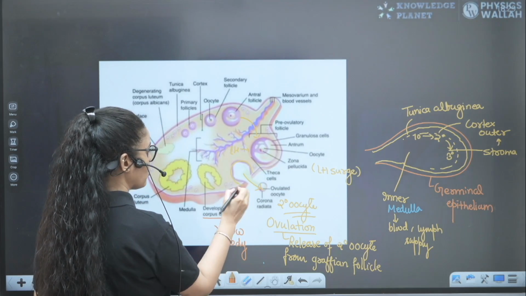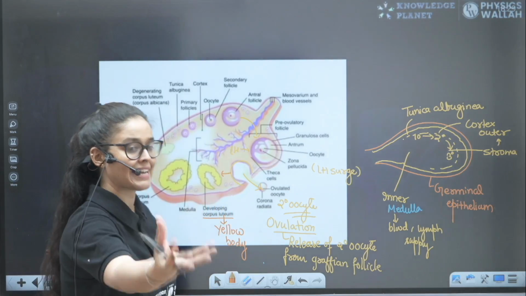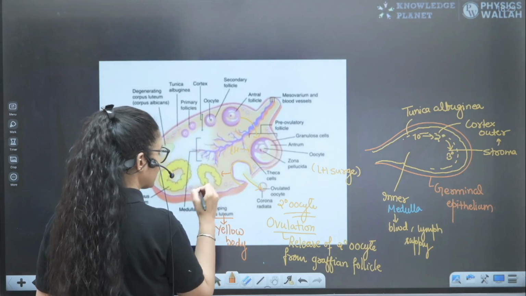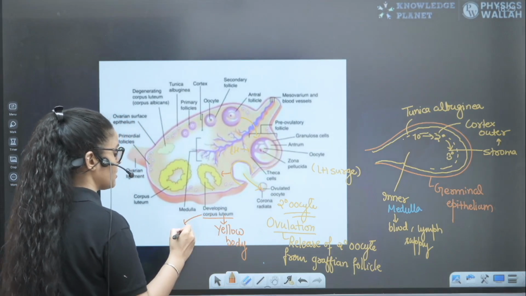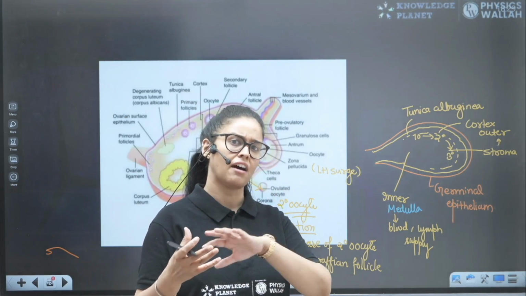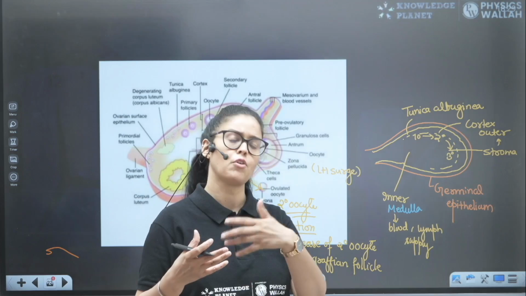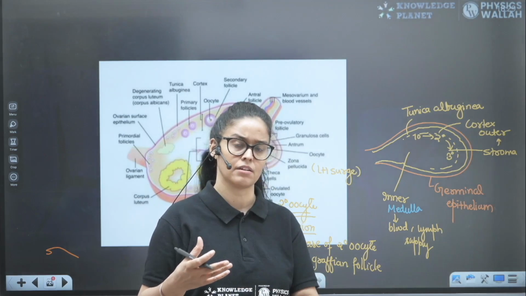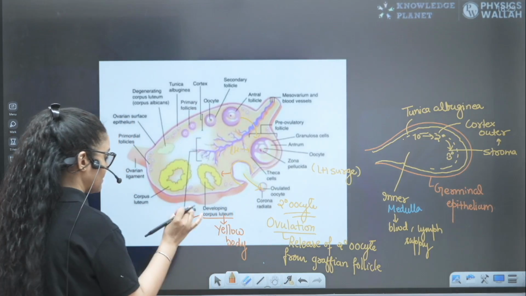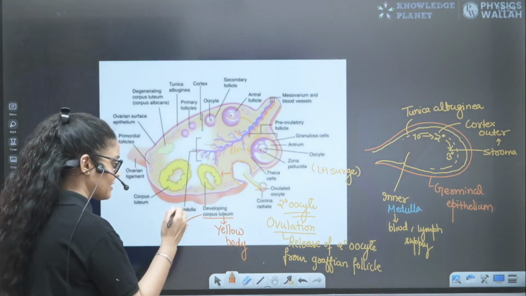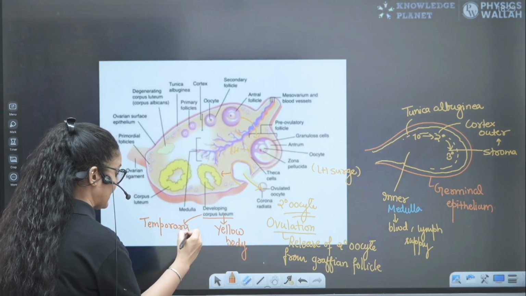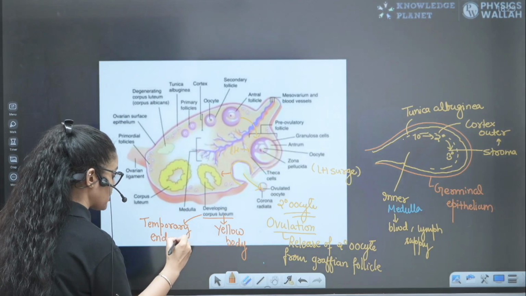Now the left out Graafian follicle, after releasing the secondary oocyte, converts into the corpus luteum, and this corpus luteum is for a temporary time. If there is no fertilization, it will degenerate after 12-13 days in absence of pregnancy, right? So this corpus luteum is actually a temporary endocrine structure. NEET question. Temporary endocrine structure, NEET question.